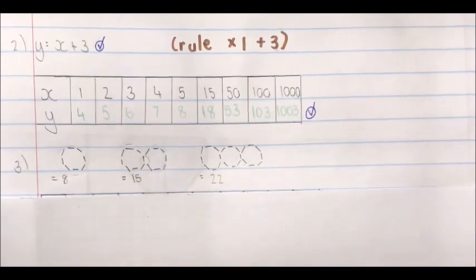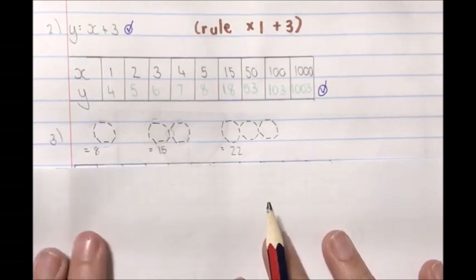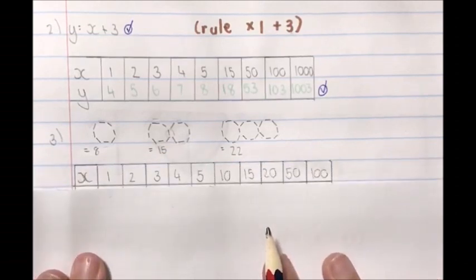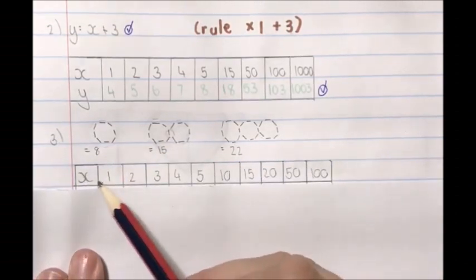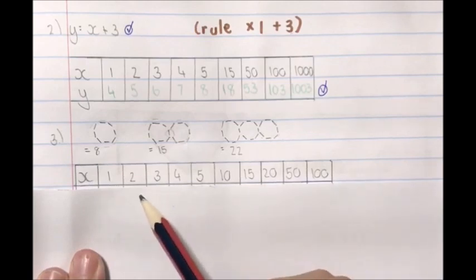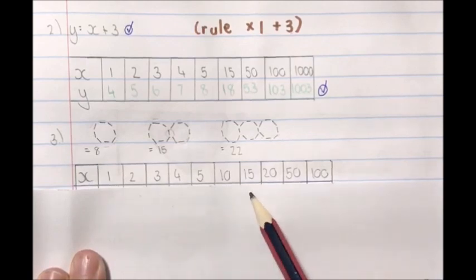These sketches can just be roughly drawn, as long as you've got the correct amount of lines and that your shape more or less looks like an octagon. Since we now have the pictures, let's do our table. So we've got our x values. We're going to use 1, 2, 3, 4, 5, 10, 15, 20, 50 and 100. So you can start drawing your table so long.